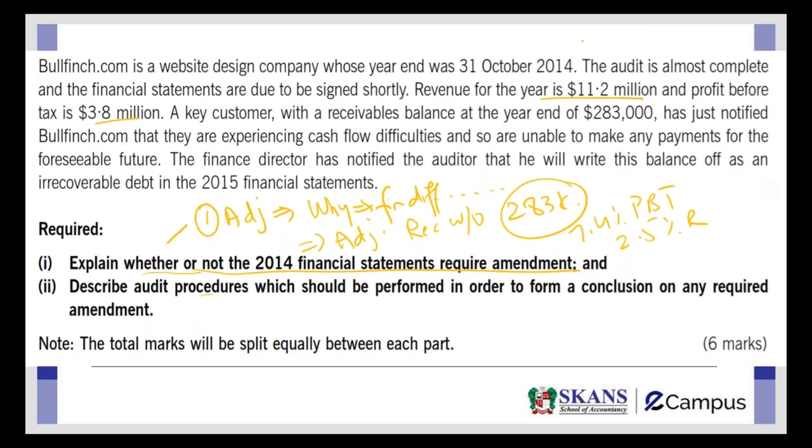The next part is describe the audit procedures which should be performed in order to form a conclusion on any required amendment. Now, guys, this is very easy. Please listen to me. Do not type in. I have told you that there's a receivable of 283,000, which is probably not recoverable. Do you remember any recoverability procedures that we can discuss over here? How do you confirm? So what evidence can I look at to confirm that this money is not receivable? Anything that you can think of. This is information given to me. This is information given by the management. I'm an auditor. I can't blindly trust it. I'll have to audit all this information.